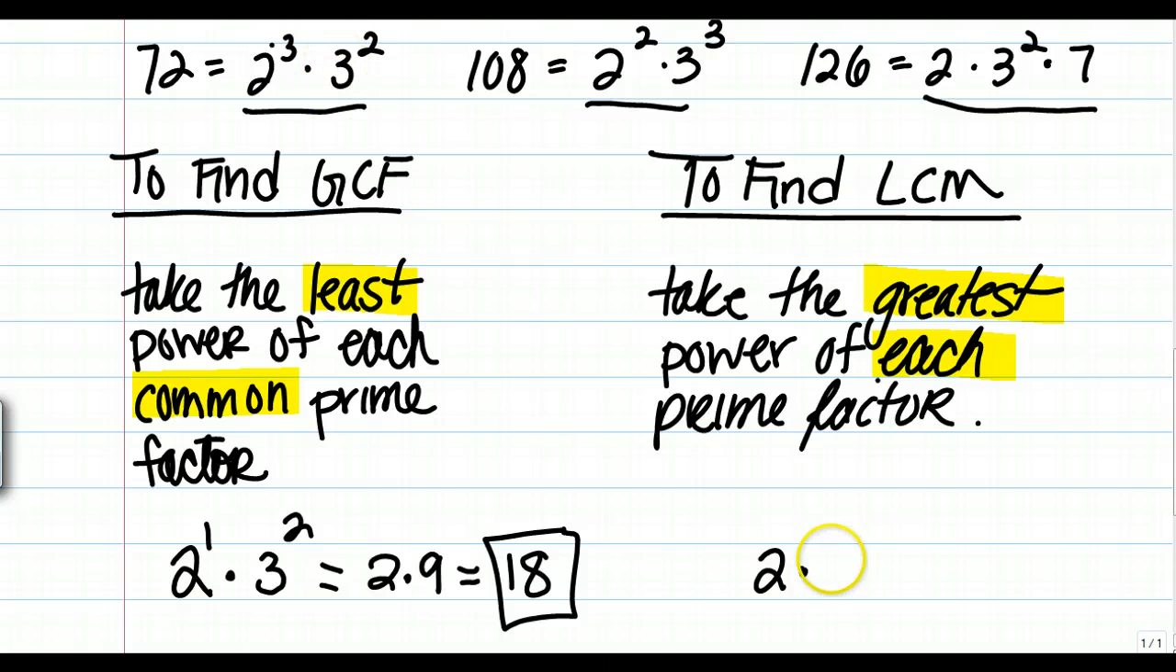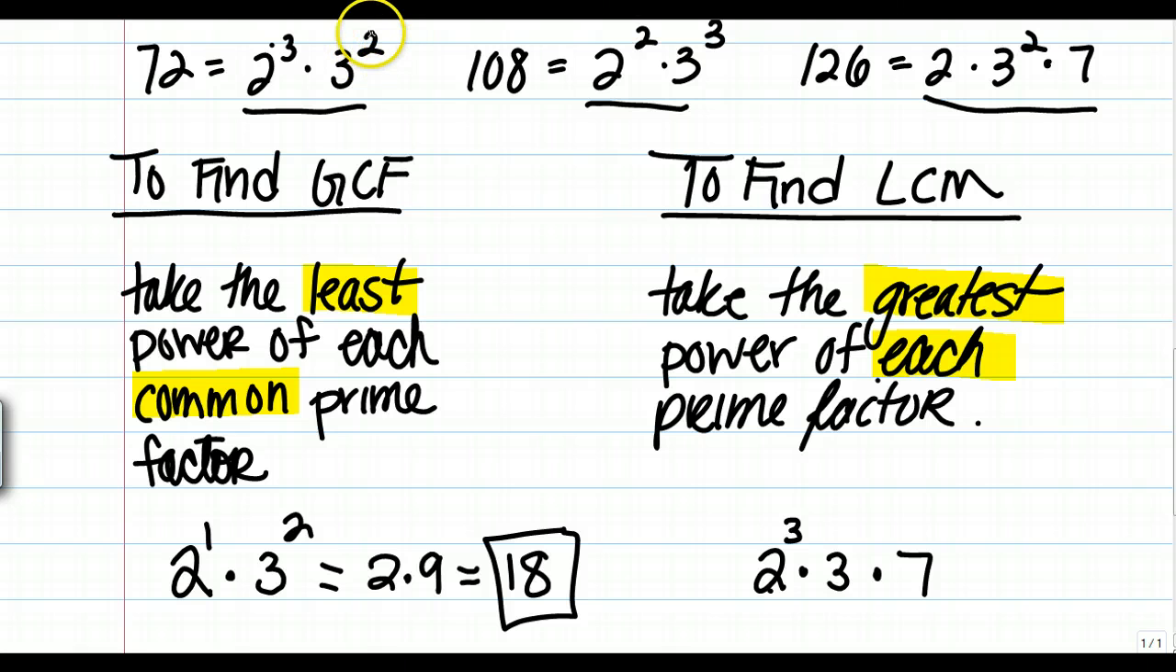You have a 2, you have a 3. We already wrote a 2, we already wrote a 3, but we have to take a 7 because we take one of each kind. And then you have to take the greatest power. So let's look at the 2. I have a 3, I have a 2, and I have a 1. 3 is the biggest power, so I'm going to take it to the third power.